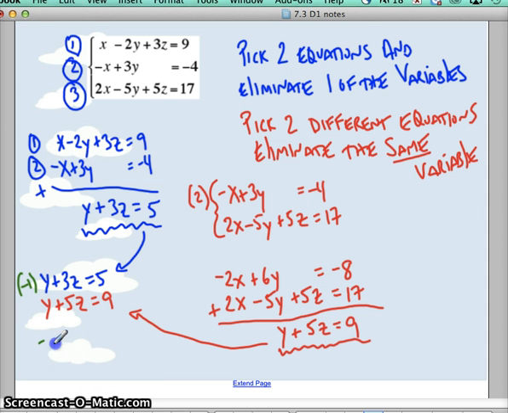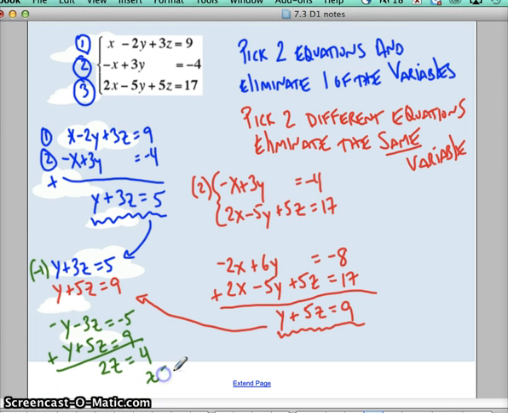So now I'll have negative y minus 3z equals negative 5. The bottom equation I'll leave alone. So now my y's are opposites. So I'm going to add them up. The y's go away. Negative 3z plus 5z, I'll get a 2z. And then negative 5 plus 9, we'll get a 4. Divide that out by 2, you get z equals 2. So that's our z value.